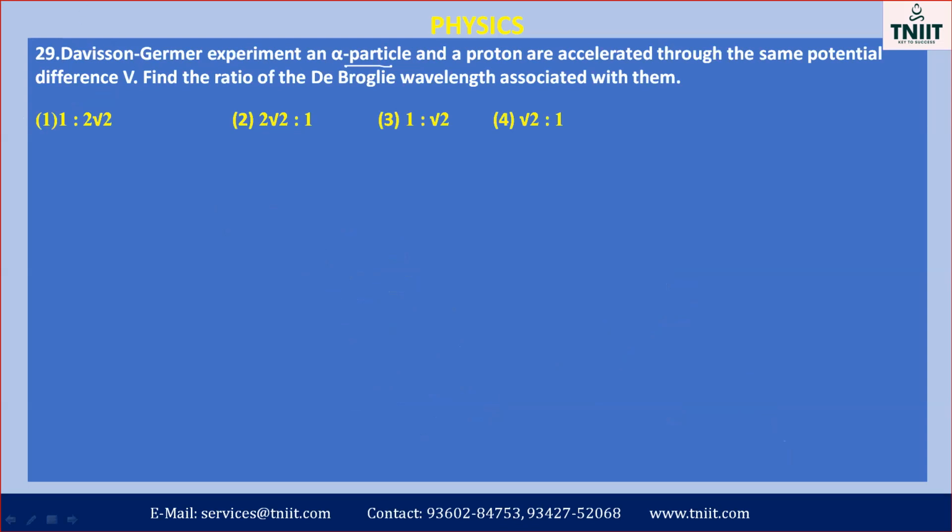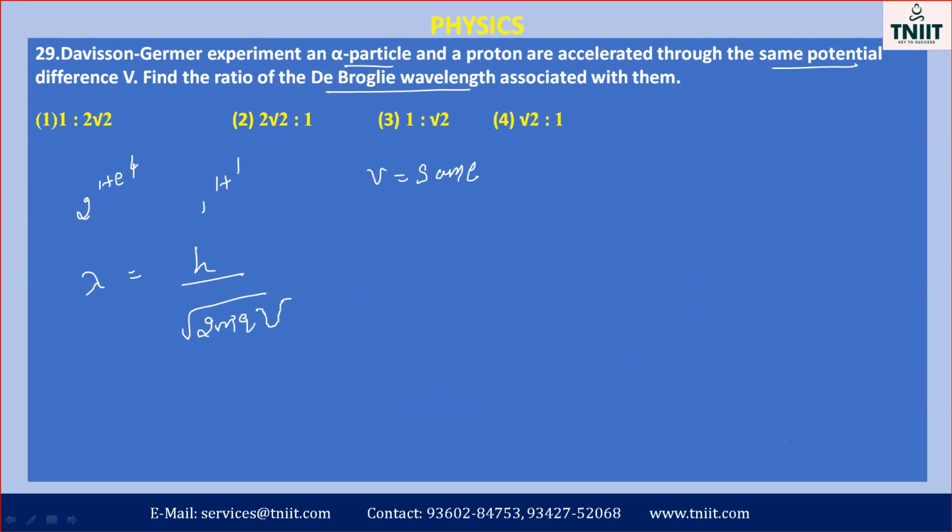Davisson-Germer experiment for alpha particle. Alpha particle means 2He4 and proton means 1H1. They are accelerated through the same potential difference. Now they are asking you to find the ratio of the de Broglie wavelengths. You know the de Broglie wavelength lambda is equal to h divided by root of 2m into q into V. V is the same. So lambda and m, q are inversely related. Lambda is inversely proportional to root of m into q.